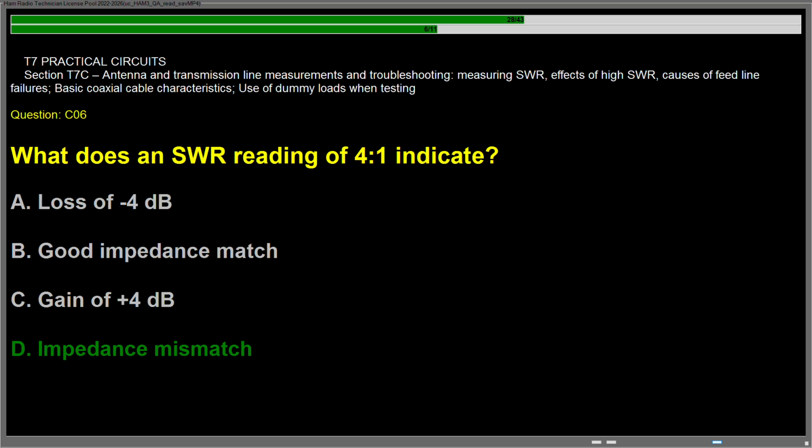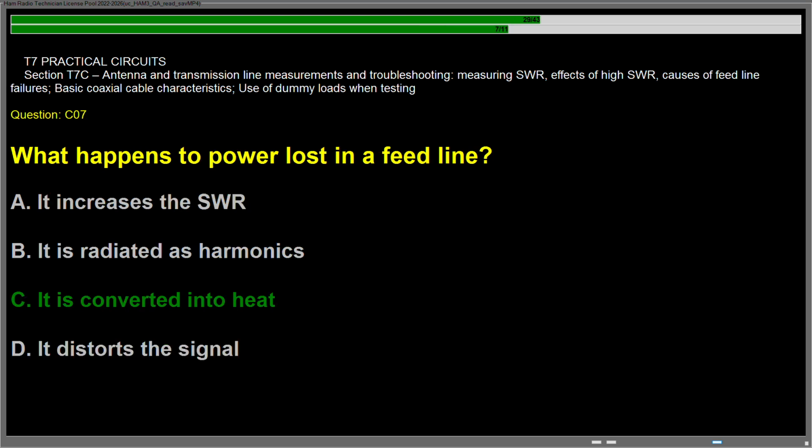Question Charlie 06, what does an SWR reading of 4:1 indicate? Answer is D, impedance mismatch. Question Charlie 07, what happens to power lost in a feed line? Answer is C, it is converted into heat.